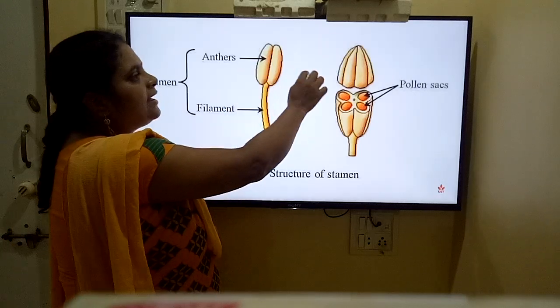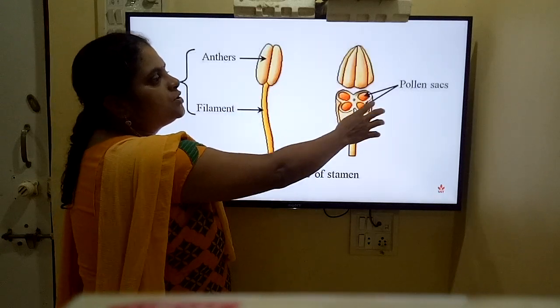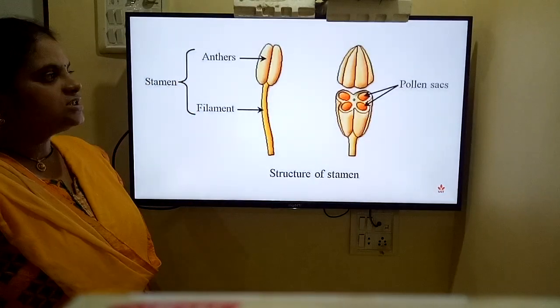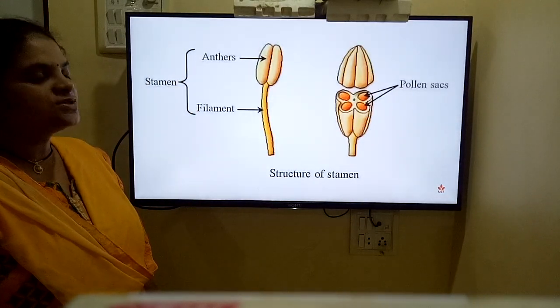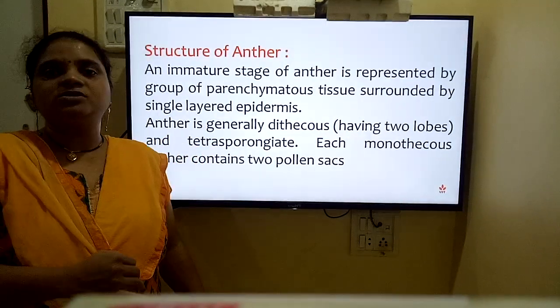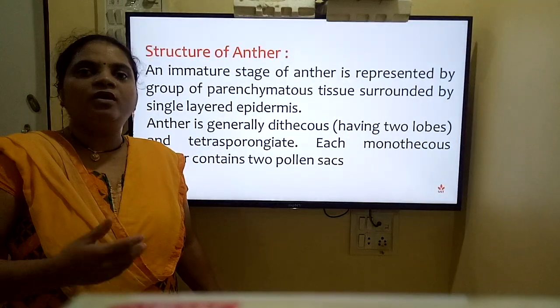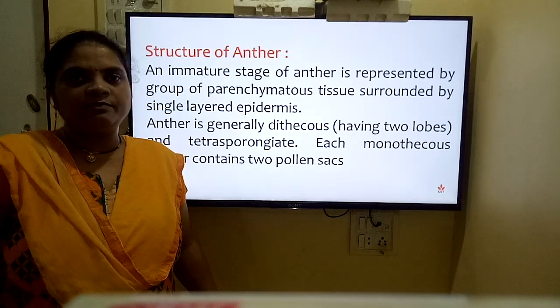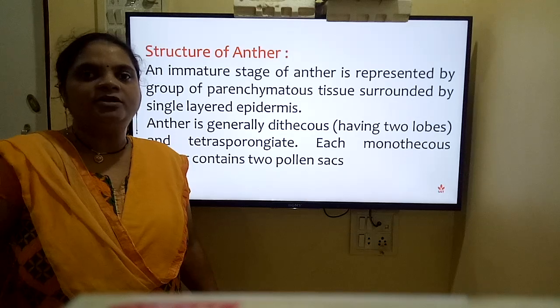If you cut the anther, then you can easily observe the pollen sacs. 1, 2, 3, 4, four pollen sacs. So this is the diagram of the structure of the stamen. Now this is the mature structure of the stamen. But what structure do we observe in the immature stamen or immature anther?